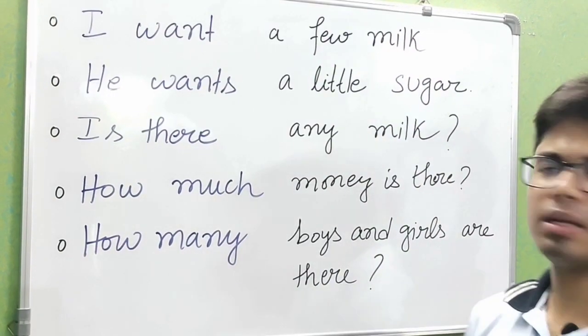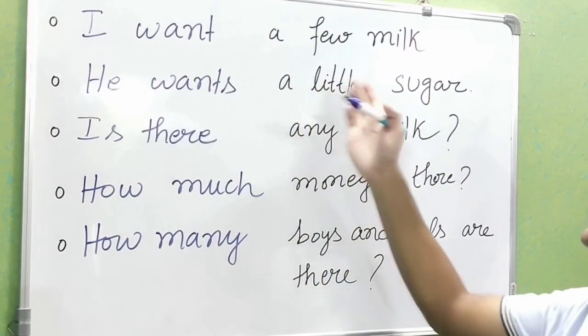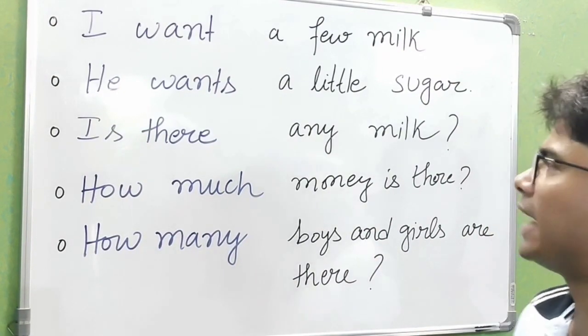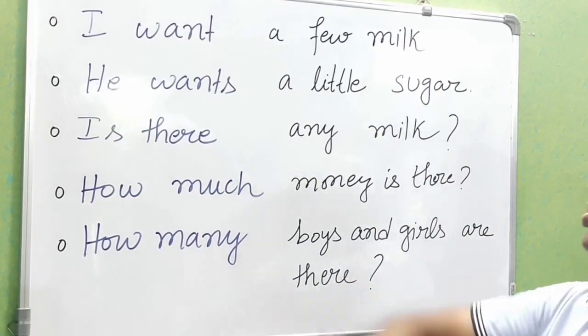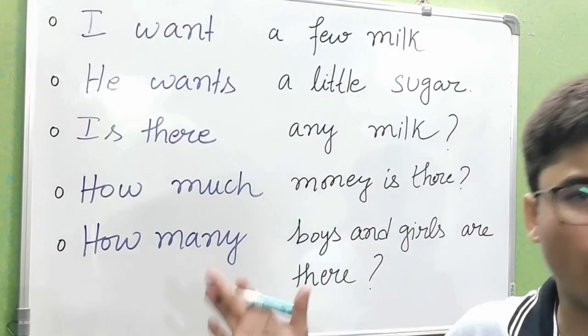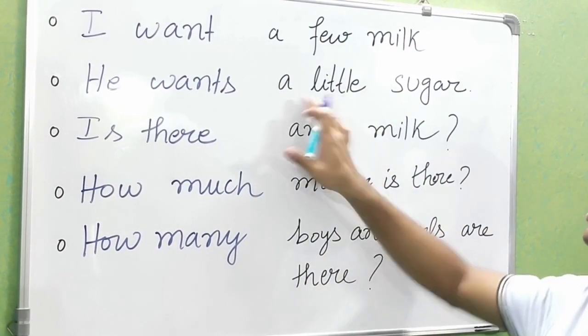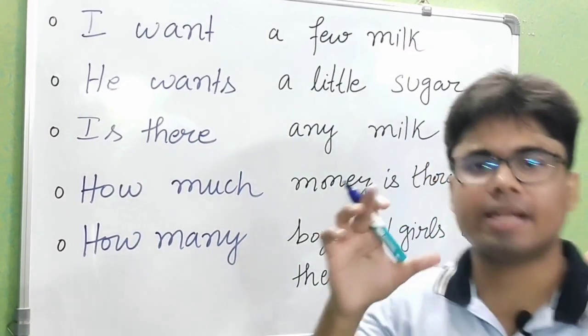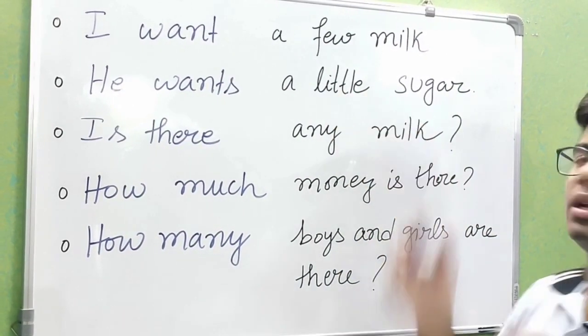Then the second one is, he wants a little sugar. That means he wants not so much sugar, he only wants a little sugar. That means in amount, whenever you are going to say anything, you have to use a little.